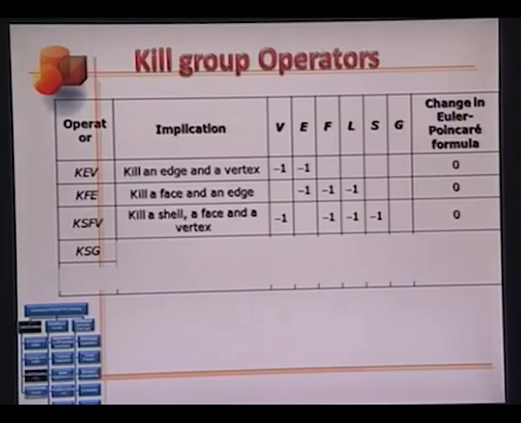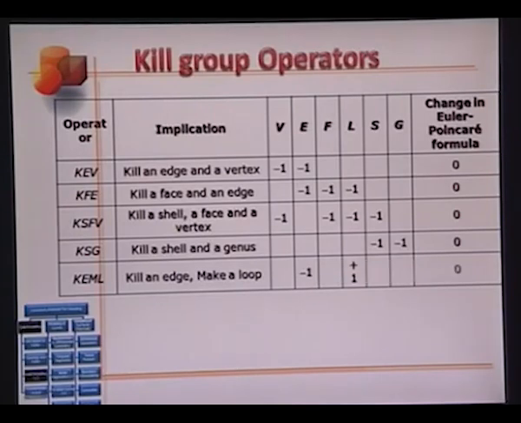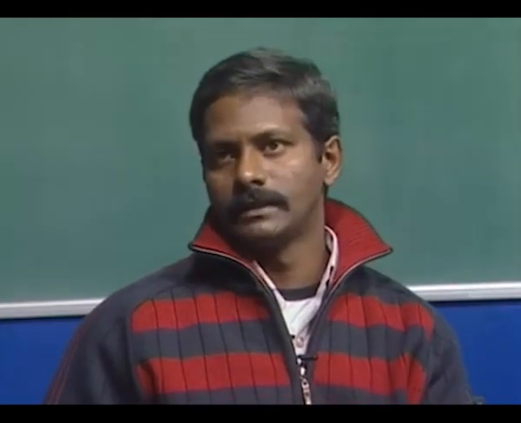The fourth, kill a shell and a genus. The number of shells decrease by 1, and so does the number of genus or the number of handles. No change in the Euler-Poincare formula. Finally, we have KEML, which stands for kill an edge and make a loop. The number of edges go down by 1, the number of loops increase by 1, and there is no change in the Euler-Poincare formula.